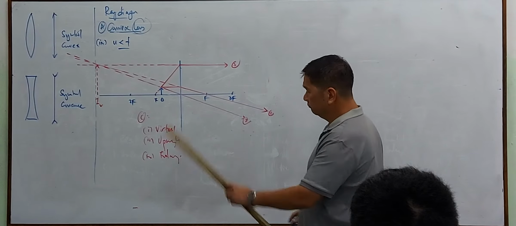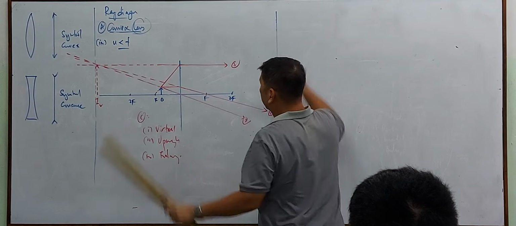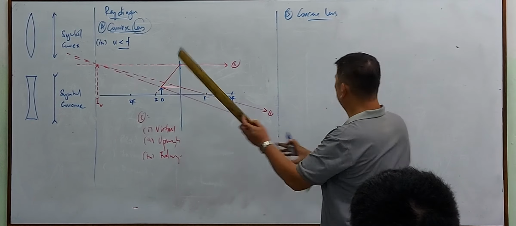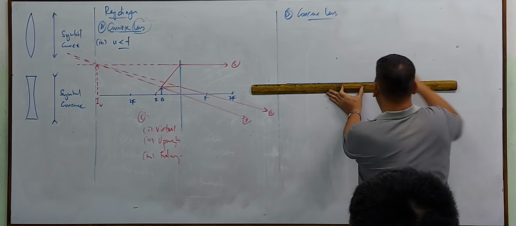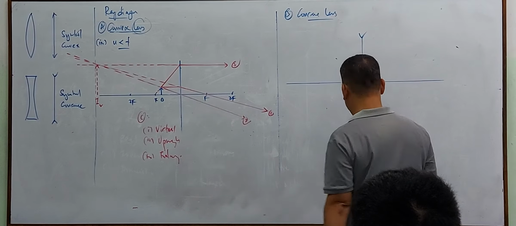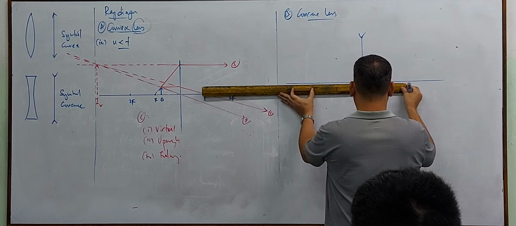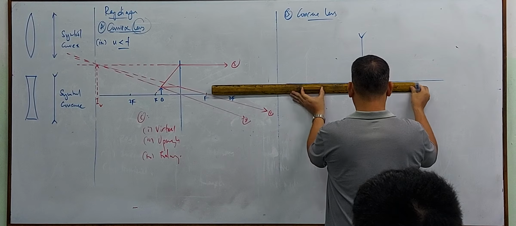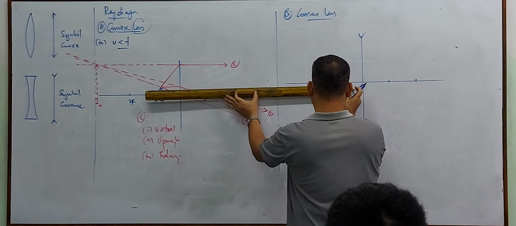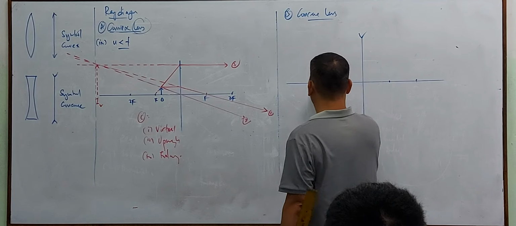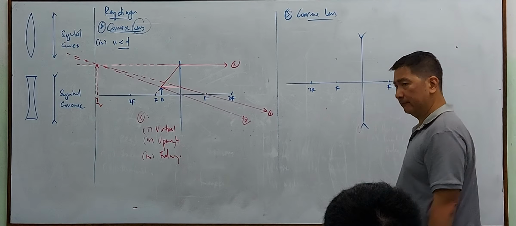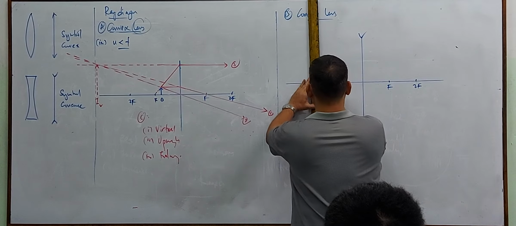Next one is the only drawing for our category number 2, the concave lens. So for a concave lens, anywhere you put the object, you get the same result. Let's say we have a concave lens here. Okay, the concave lens symbol is like that. This is 2F, this is F, this is F, this is 2F. Normally, the F value is considered negative for a concave lens. Now, let's say we put the object somewhere here.